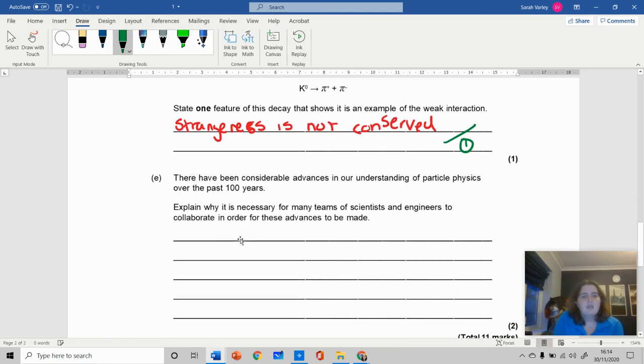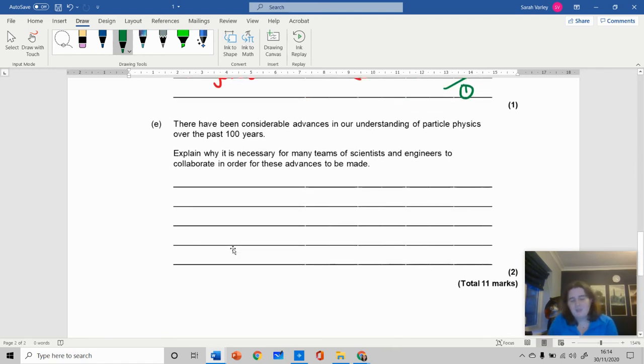Okay. These questions are always interesting. They're just one of those ones that they throw in. There have been considerable advances in our understanding of particle physics over the past 100 years. Explain why it is necessary for many teams of scientists and engineers to collaborate in order for the advances to be made. This is not quite about physics as such. It's more getting your understanding about how science has progressed over the years.